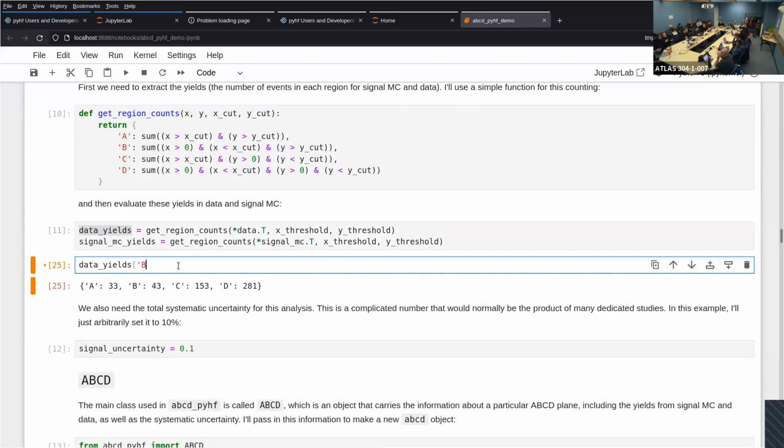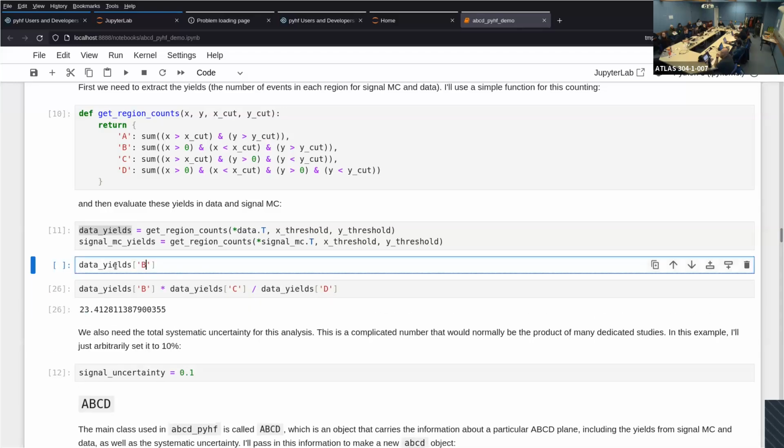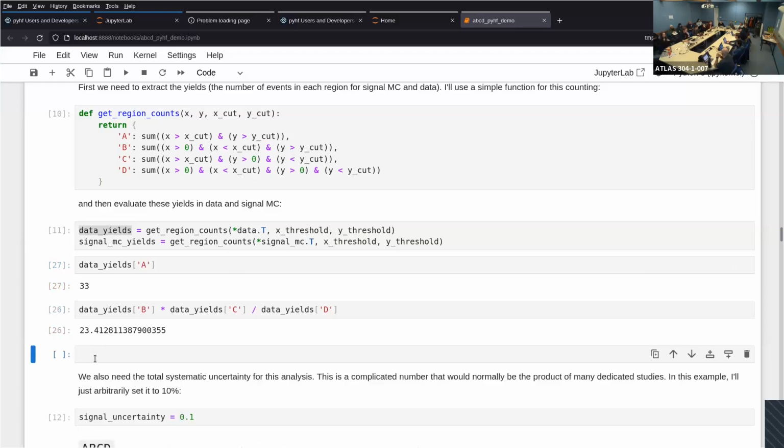Yeah, I could try. Let's see, like B. I could try just this B times C over D, and that would at least say what the expected number of events would be if you just did this naive method. The pre-unblinding expected number of events would be like 23. So we would compare that to the observed number of events of 33. You'd have to do the Poisson uncertainties, but I guess that's a bit high.